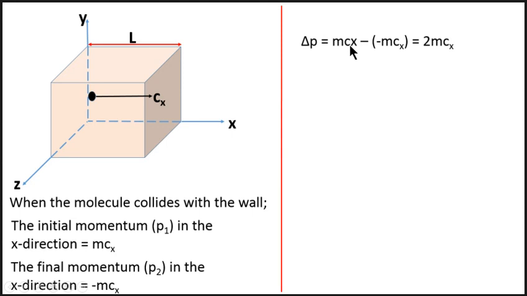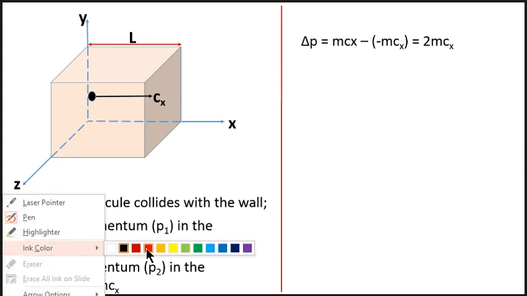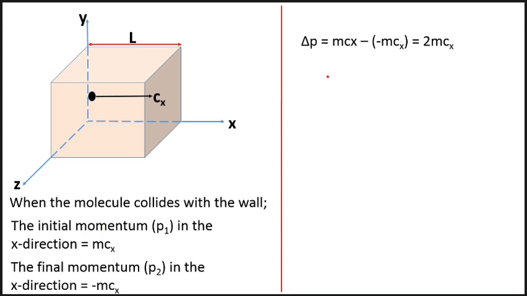Here I have the initial momentum. Here I have the final momentum. It's still the same thing as if I have the final momentum here and the initial momentum here. Because if I have the final momentum here, I'll be having minus mcx. This is what I actually mean. This is what I should be having if I'm subtracting the initial momentum from the final momentum.